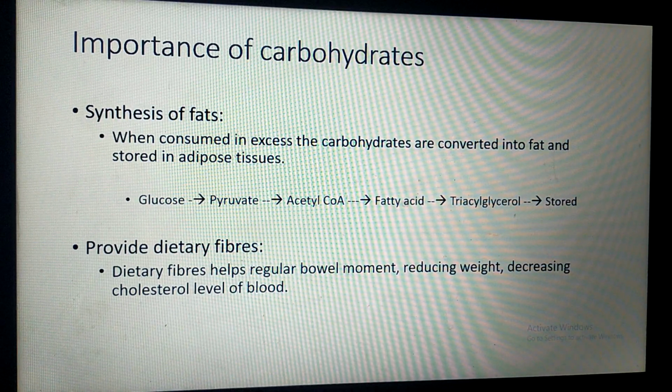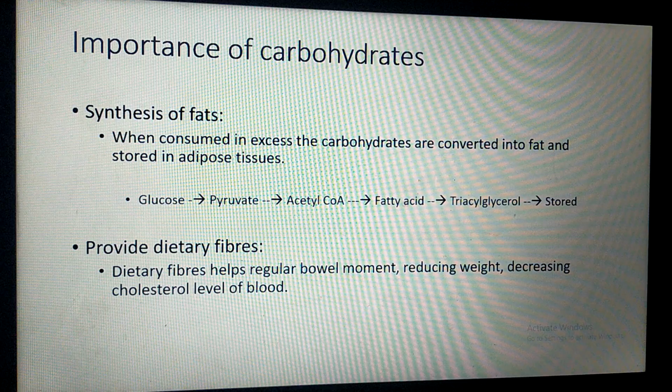When consumed in excess, carbohydrates are converted into fat and get deposited in the adipose tissue. So this is the chain I have shown of how carbohydrates are converted into glucose. Glucose undergoes glycolysis to form pyruvate, and pyruvate through link reaction forms acetyl-CoA. This acetyl-CoA undergoes de novo synthesis pathway to form fatty acids, which combine with glycerol to form triacylglycerol, and it is stored in adipose tissues.